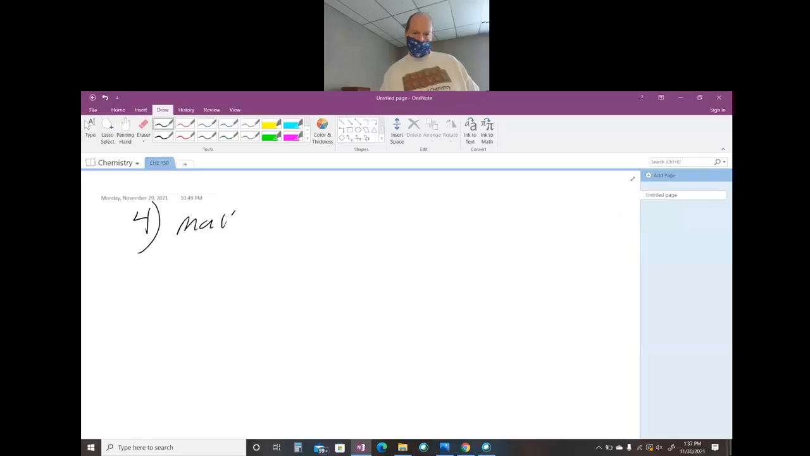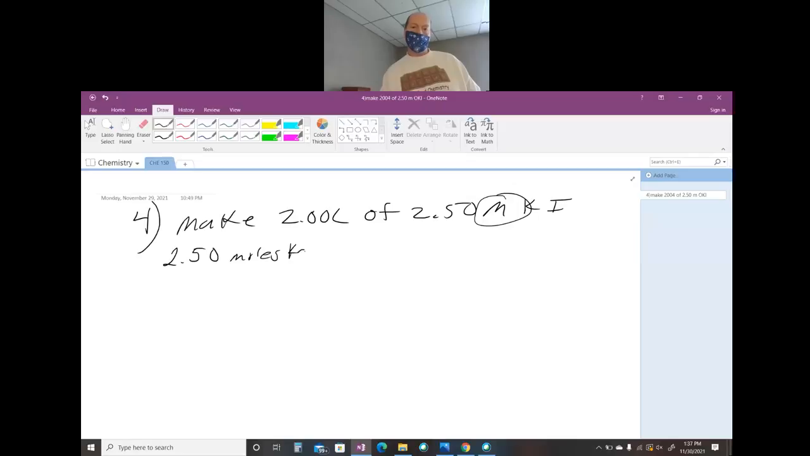2 liters of 2.50 molar KI? You have to know your units for capital M, molarity. That is 2.50 moles of KI per liter of solution. So it is moles per liter: moles of solute, KI, per liter of solution.